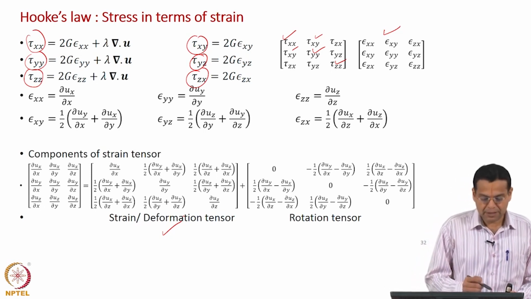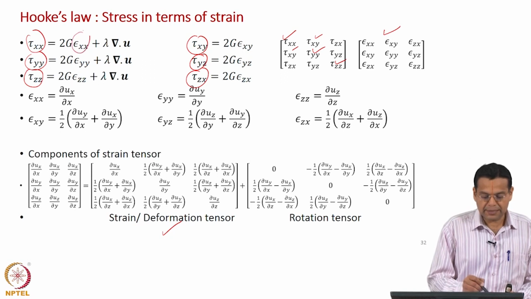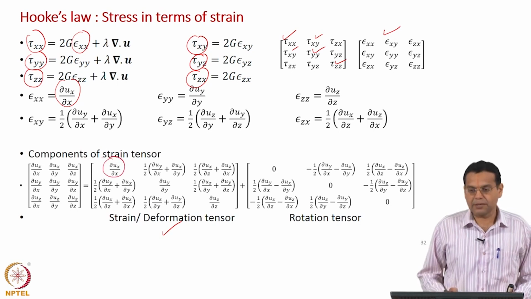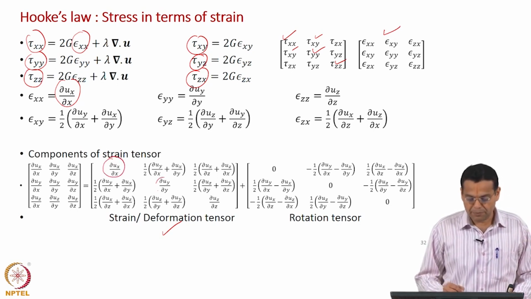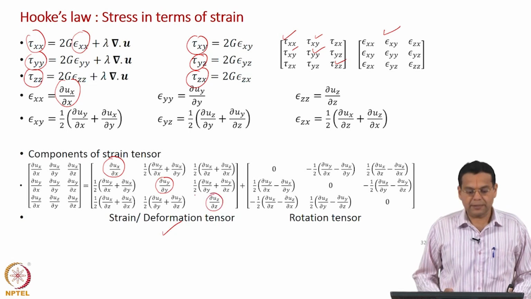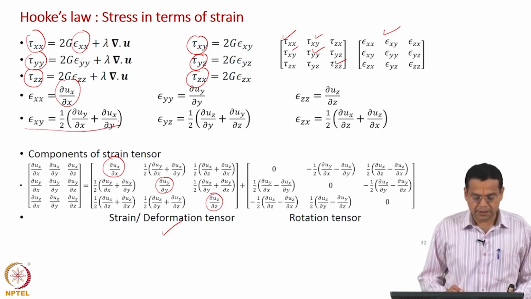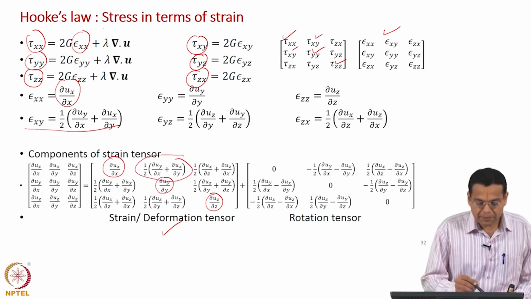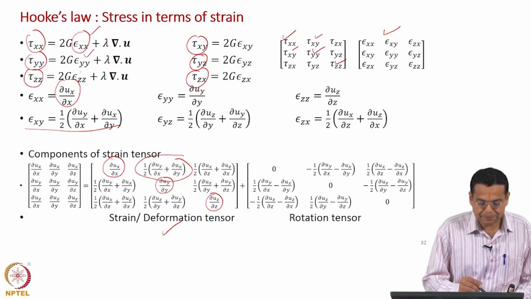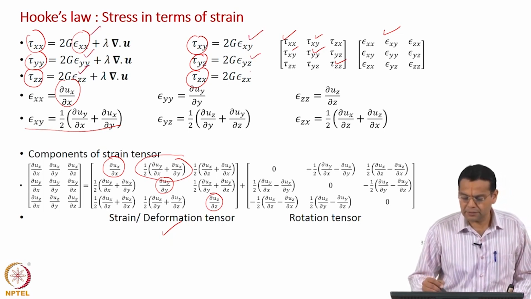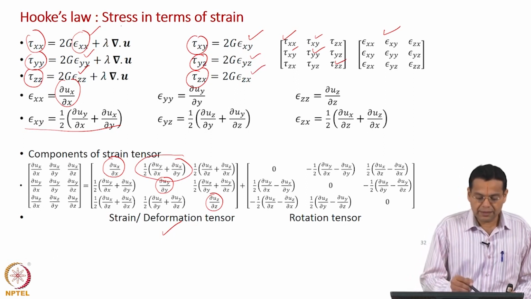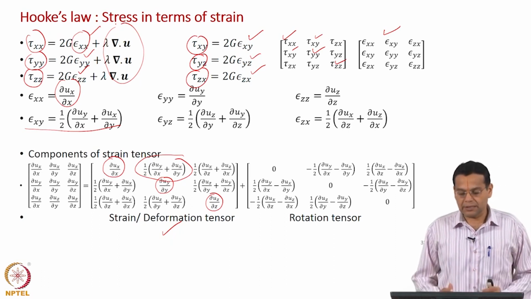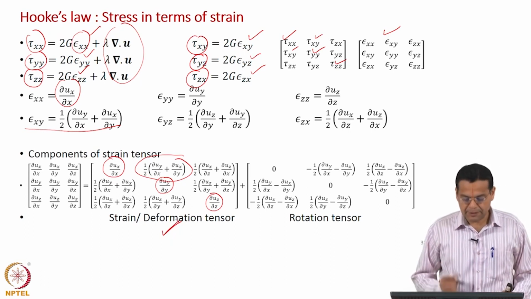Now let us look at it. For example, you have epsilon xx. What is epsilon xx? It is dou ux by dou x, this component of the strain tensor. Similarly, you have this component and this component, and then epsilon xy, which is this component of the strain tensor. Of course, we know del dot u is nothing but the sum of all the normal strains. So, whatever you have on the right hand side are all components of the strain tensor.